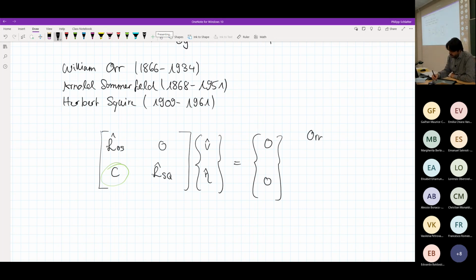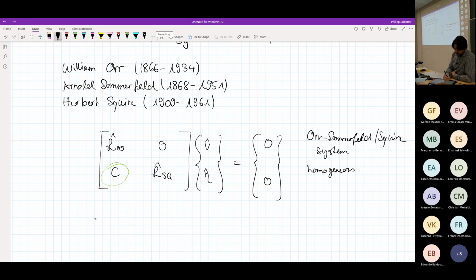So the Orr-Sommerfeld/Squire system. And it's actually a homogeneous system.